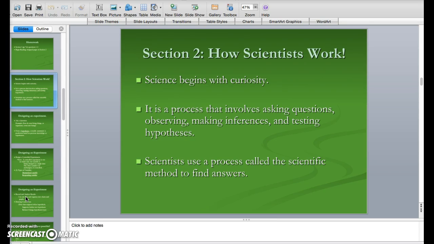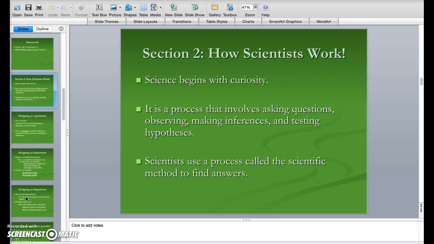So as always, science begins with curiosity. You know that as a child, you were very curious about many things. You'd often ask questions: why, how, what does this do, what does this mean? Well, scientists do the same thing. They have this curiosity about the natural world, and from that curiosity, they start to develop questions. And those questions then become what we are going to test.